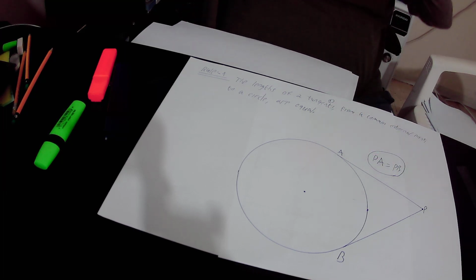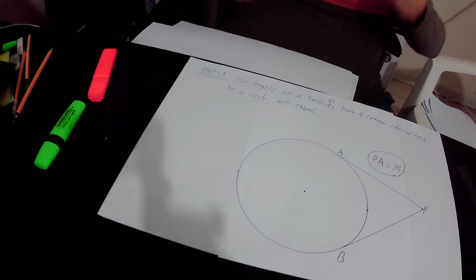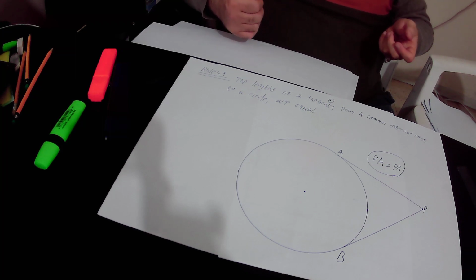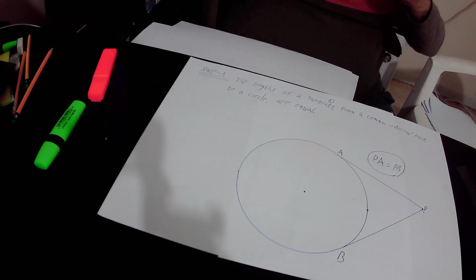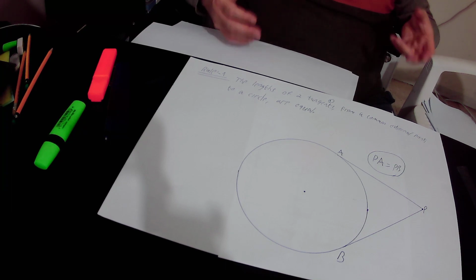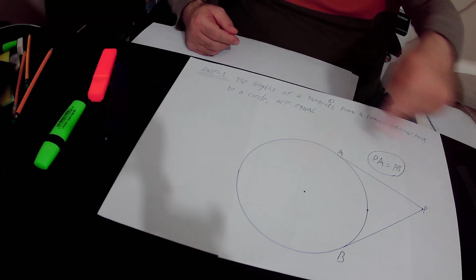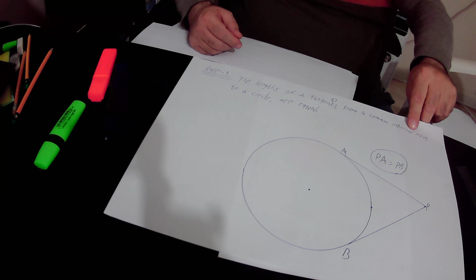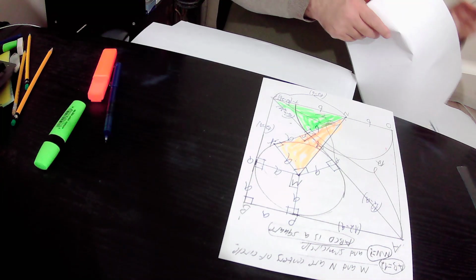So whenever you draw two tangents to a circle from a common external point, the length of those two tangents will be equal to each other. In this case, PA is equal to PB. Now we can implement rule number 1 in our drawing.